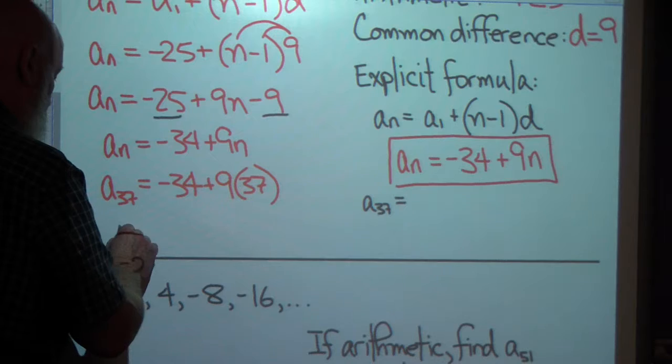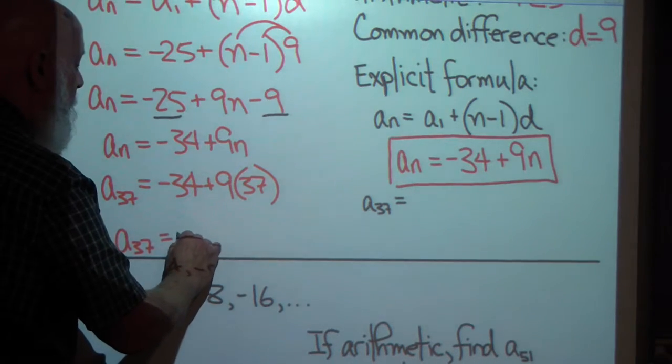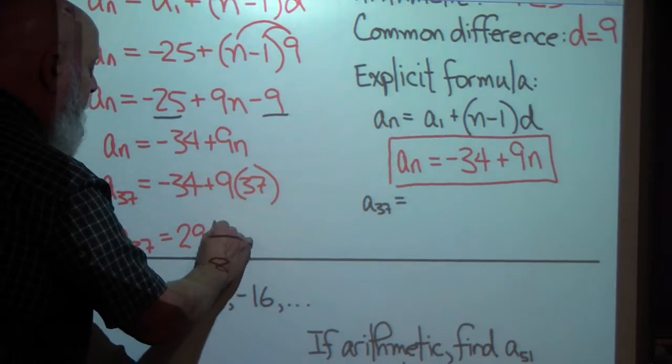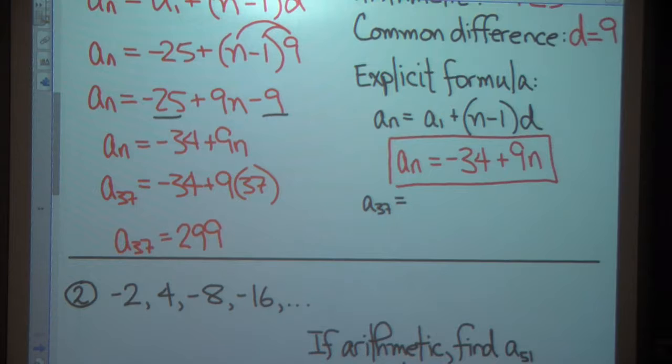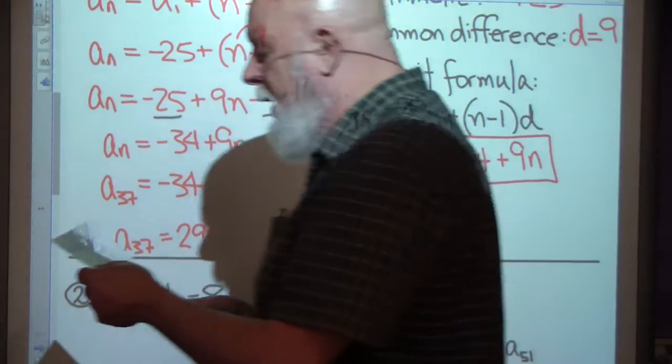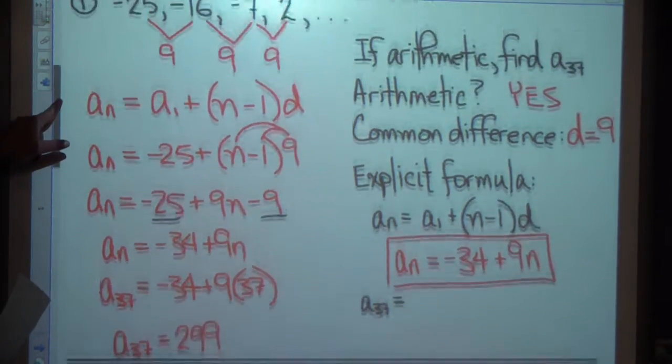299. So the 37th term would be 299, providing I haven't made any mistakes. And I think I've got the key over here somewhere. Let me see if I can find it. Here it is. 299, yay. Okay, so that's what we're doing today.